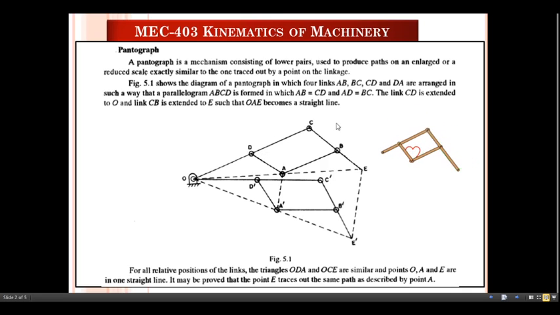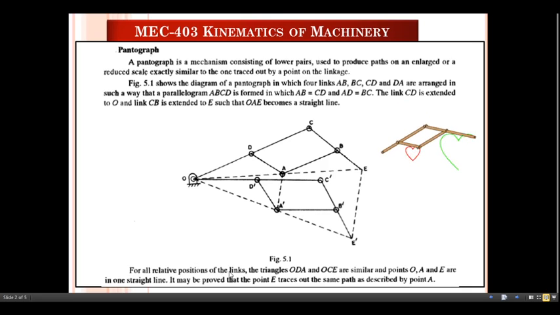This figure shows the diagram of the pantograph, in which the four links AB, BC and CD are arranged in such a way that the parallelogram ABCD is formed, in which AB equals CD and CB equals DA. The link CD is extended to point O and the link CB is extended to point E in such a way that OAE becomes a straight line.